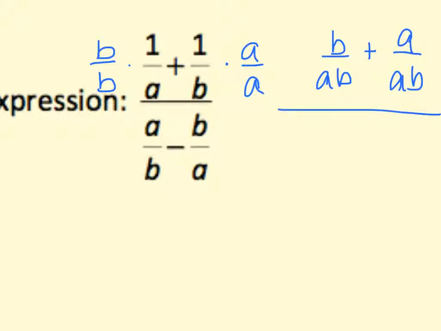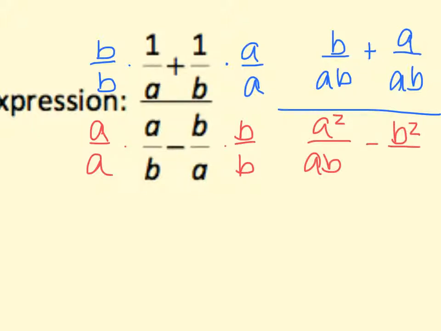Very similar in the bottom. So the first one I multiply by a over a, the second one by b over b. So you'll have a squared over ab minus b squared over ab.